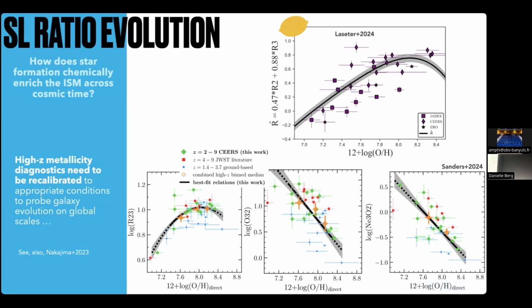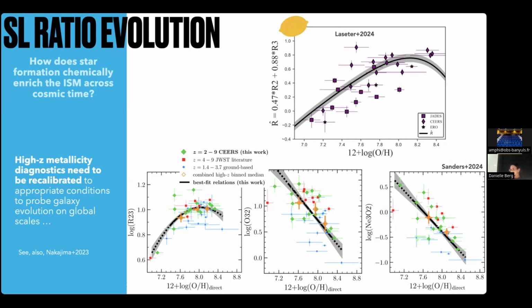And then this is from, again, another large compilation: redshift 1.4 to 3.7 from ground-based, redshift 4 to 9 with JWST. Yeah, all the way up to redshift 9. And you'll see that the lower-redshift points, like on this plot, for instance, are offset from here. And so there's been a lot of work recently to try to recalibrate these higher-redshift strong-line calibrations.